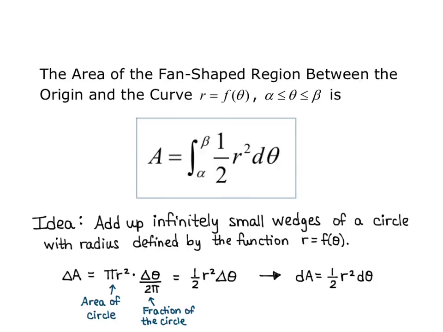So to find A, our total area, we're going to take the integral of both sides. That's where we end up with our formula A equals the integral from alpha to beta of 1/2 r squared d theta. So this formula is what we're going to use. The r squared, remember r is a function of theta, so you're actually going to end up with some function of theta squared.